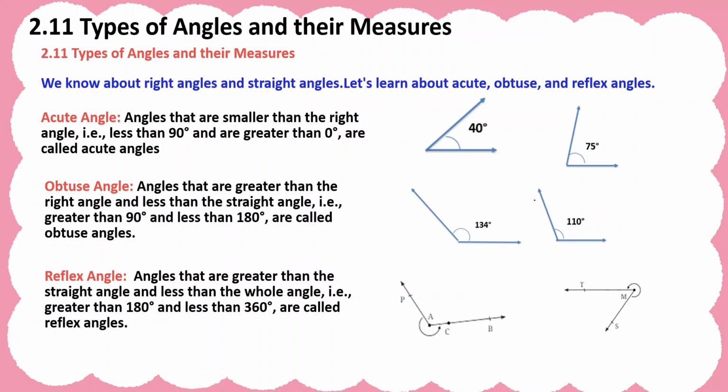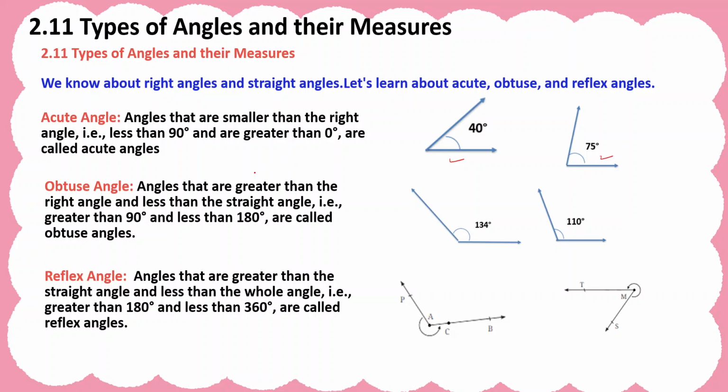Let us see types of angles and their measures. We know about right angles and straight angles, which I have understood in the last class. Let's learn about acute, obtuse and reflex angle. Acute angle. Acute angles are the angles that are smaller than right angle, that is less than 90 degrees and greater than 0 degrees. Those are called acute angles. For example, 40 degrees is an acute angle example. Similarly, 75 degrees is also an example for an acute angle.